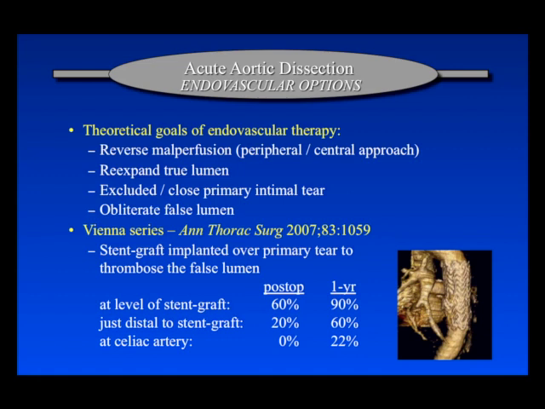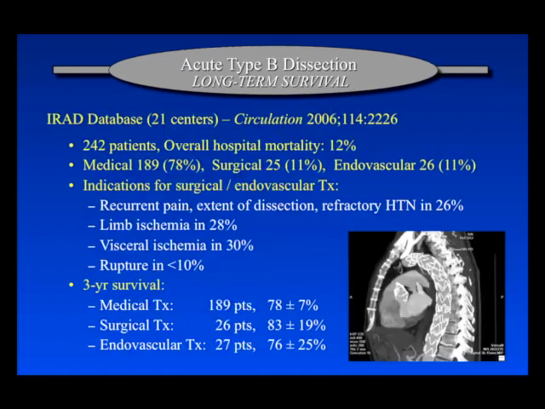The Vienna series demonstrated stent grafts implanted over the primary tear to thrombose the false lumen. At the level of the stent graft, it's very common at 1 year to have complete occlusion of the false lumen, but distal to the stent graft, for example at the celiac artery, occlusion of the false lumen or thrombosis only occurs in about 22% of patients long term.